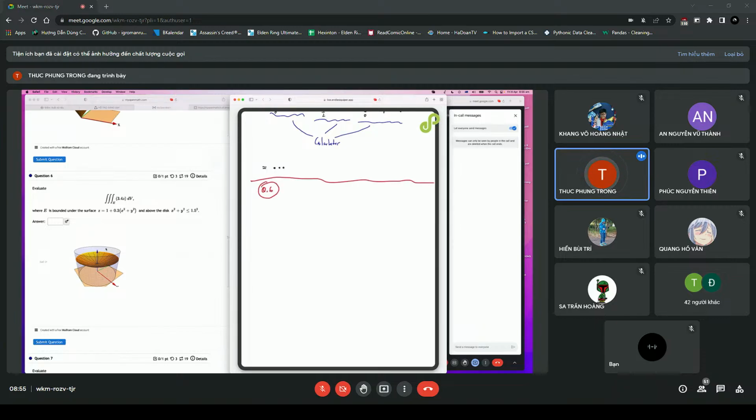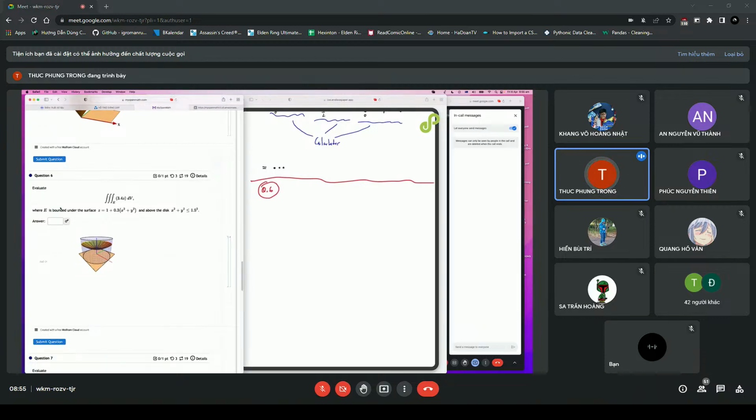Now you can see this is a triple integral, and the domain E is the domain bounded under the surface. This is what we call a paraboloid. You see it's right here, the upper surface. The upper surface is the paraboloid. And the domain E, the solid E, is under this, and it's above the disk. The disk in this context is the disk in 2 dimensions in the plane xy.